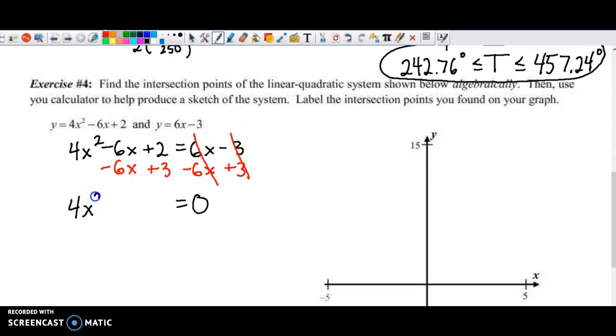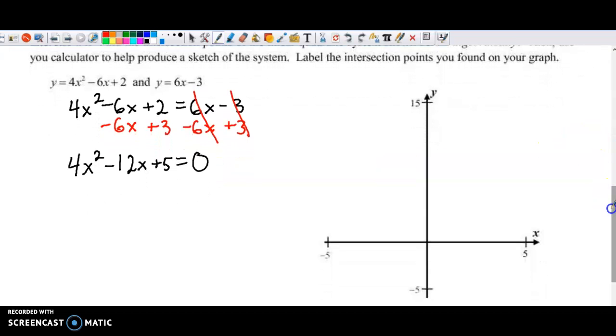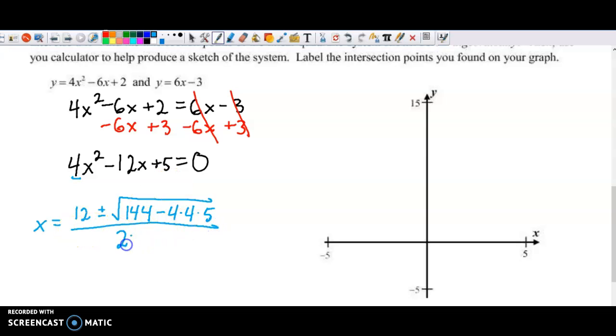So we have 4x squared minus 12x plus 5. And I'm not quite sure if they're going to cross, if this is going to be factorable. So let's practice the quadratic formula. x equals negative b plus or minus the square root of b squared, 12 squared is 144, minus 4 times a times c. So this 4 was from this 4, this 5 was from this 5, all over 2a.